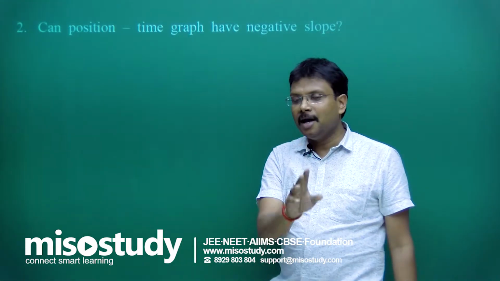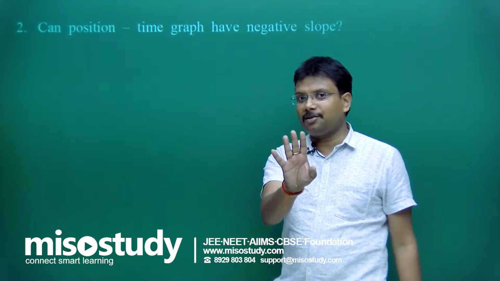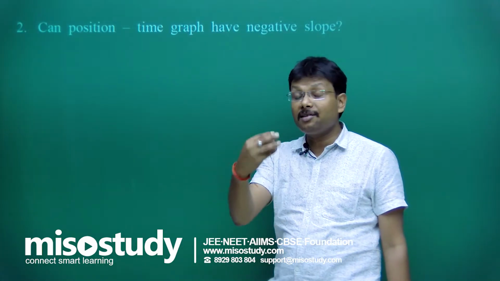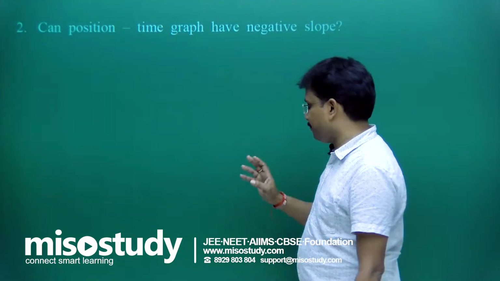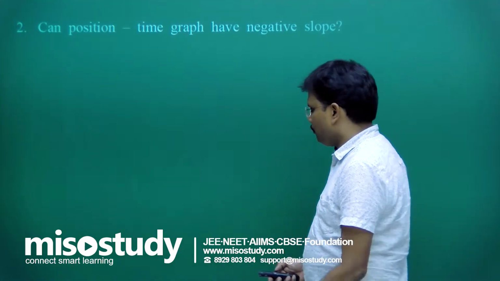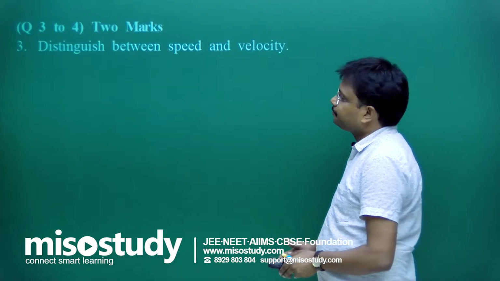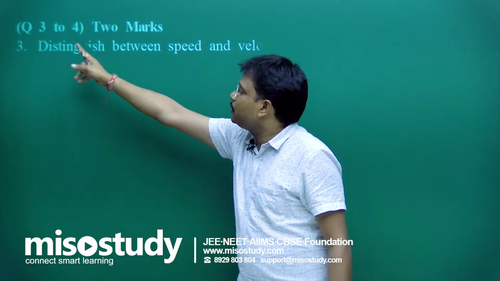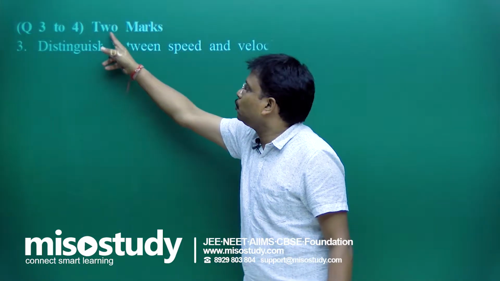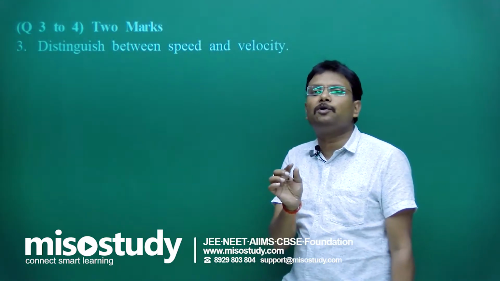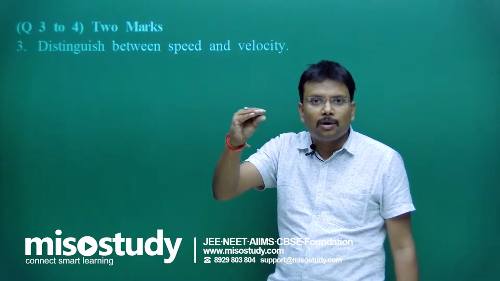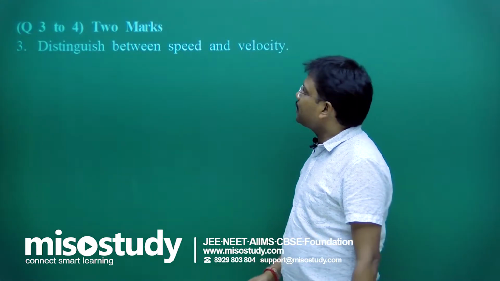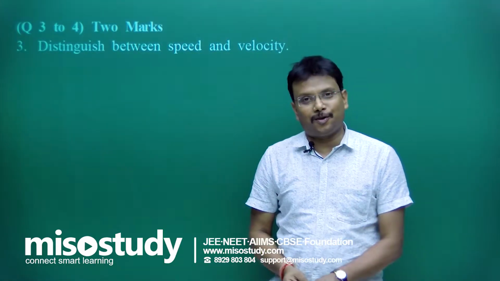Now imagine, in less than 20 seconds, you can score 2 marks. 20 seconds is the maximum time. Fine. Now let us move on to question number 3. Here very specifically I mentioned the instruction, question 3 to 4, 2 marks. In 2 marks you have to write down 3-4 words, that's it, like one line. Okay. So distinguish between speed and velocity.